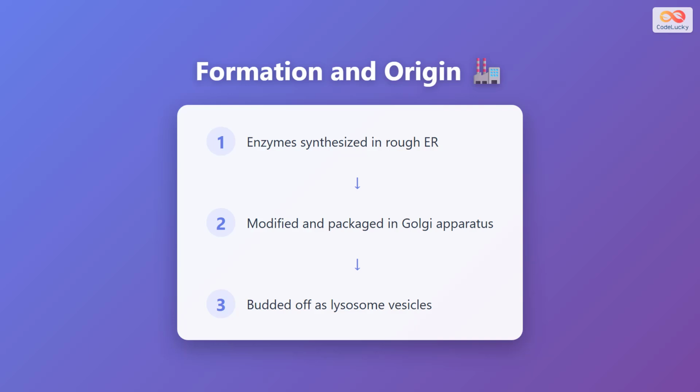Lysosomes don't form on their own. They are created through a coordinated process involving multiple organelles. The process begins in the rough endoplasmic reticulum, where the digestive enzymes are first synthesized by ribosomes. These newly made enzymes are then transported to the Golgi apparatus, where they undergo further modifications and are carefully packaged. The Golgi apparatus acts like a sorting facility, tagging these enzymes and preparing them for their specific destination. Finally, small vesicles containing these enzymes bud off from the Golgi apparatus, and these vesicles become fully functional lysosomes ready to perform their digestive duties within the cell.